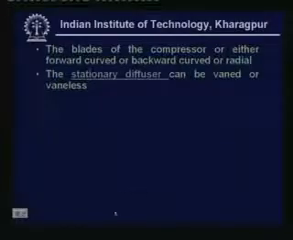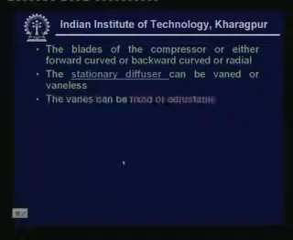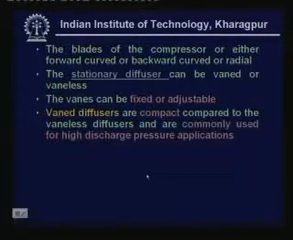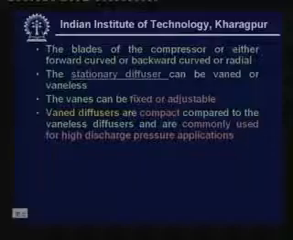Okay, so coming back to the diffusers, as I said, the diffuser can be vaned or vaneless, and vanes can be fixed or adjustable. Vane diffusers are compact compared to the vaneless diffusers and are commonly used for high discharge pressure applications. The size of compressors using vane diffusers will be smaller, and generally they are used for high discharge pressure applications. That is the advantage of vane diffusers.